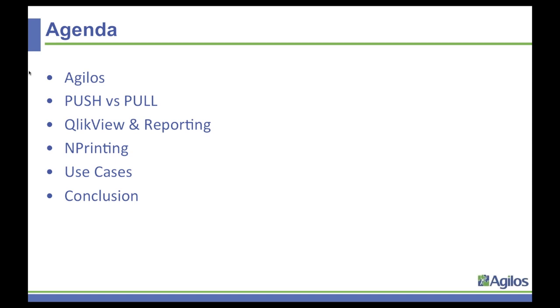Then I'll introduce the concept of push versus pull, which is important in a reporting environment. Then I'll briefly talk about the reporting capabilities in ClickView, because ClickView, although it is a business discovery tool, has reporting capabilities, though they are restricted. So I will talk about that and then explain why we have chosen NPrinting to complement ClickView with reporting. We'll talk about typical use cases where we see that customers are using NPrinting.